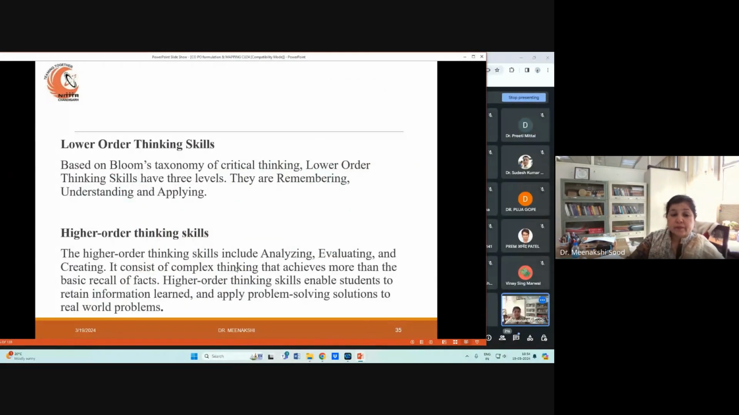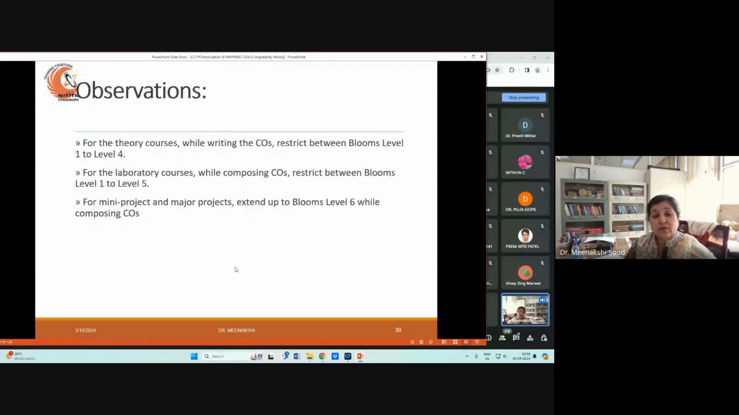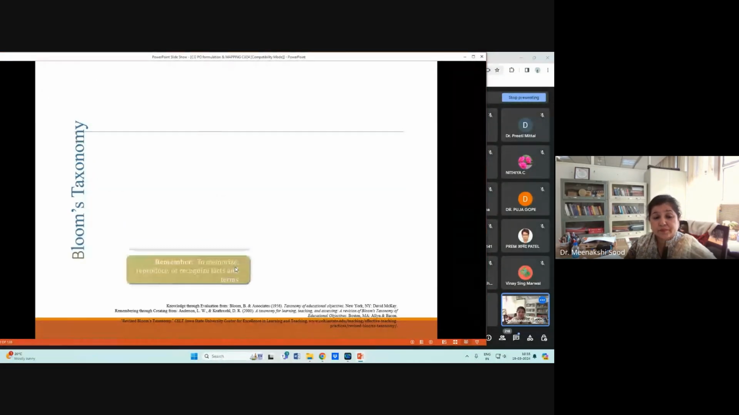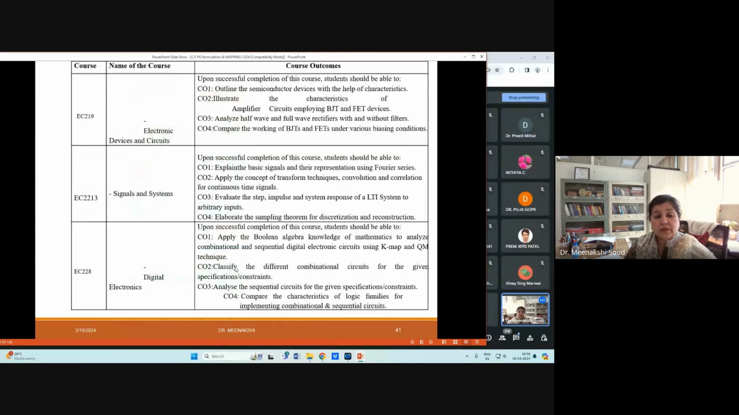Okay. And you might have done Bloom's taxonomy, the levels of Bloom's taxonomy: remember, understand, apply, analyze, evaluate, and create. I think this was covered yesterday, so I am not going too much into this. We have already talked about this.